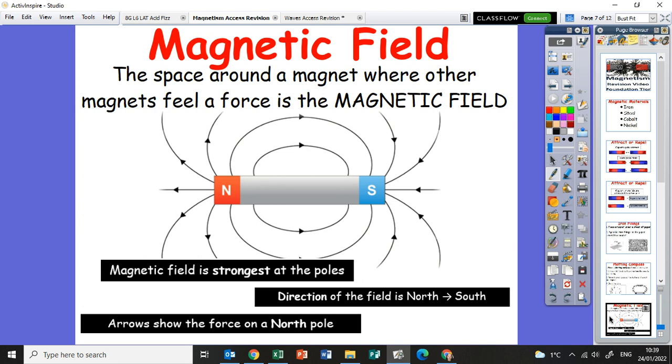The shape of the magnetic field is pictured on the screen. It's the space where magnets feel the force. It's strongest at the poles because the lines are closest together at the poles. It always goes from north round to south, and the arrows always show the force on the north pole.